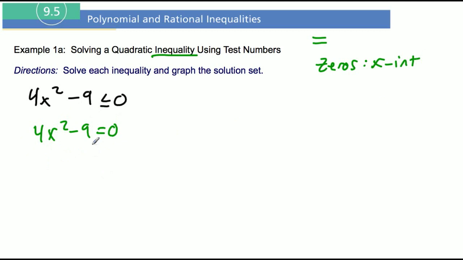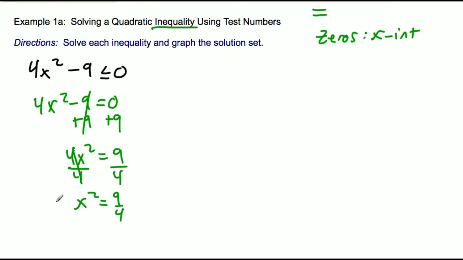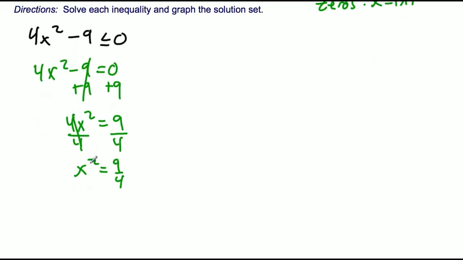The way that we do that is we factor, or we can solve. In this case, we're actually able to solve here. So we'll go ahead and add the 9 over to both sides, and we'll get 4x squared equals 9. Then we'll get rid of the 4 by dividing by 4 on both sides. So we get x squared equals 9/4. And lastly, we want to solve for x. We're going to get rid of the square by doing the opposite operation of squaring, which is the square root. So we'll take the square root of both sides.